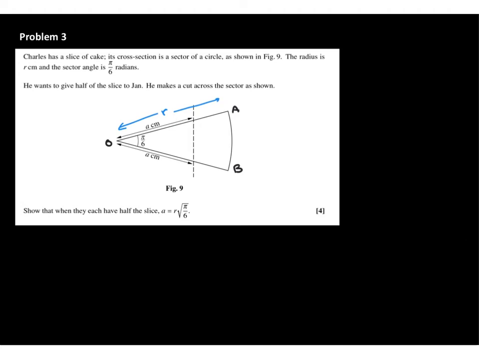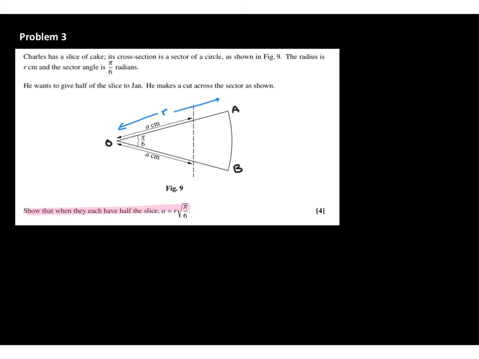He wants to give half of the slice to Jan. He makes a cut across the sector as shown. Now, we've then got to answer this part of the question, which says show that when they each have half the slice, this is true. Now that's why this is a more complex question, because we've been given some information and we've then got to apply that information somehow and then get to an answer.